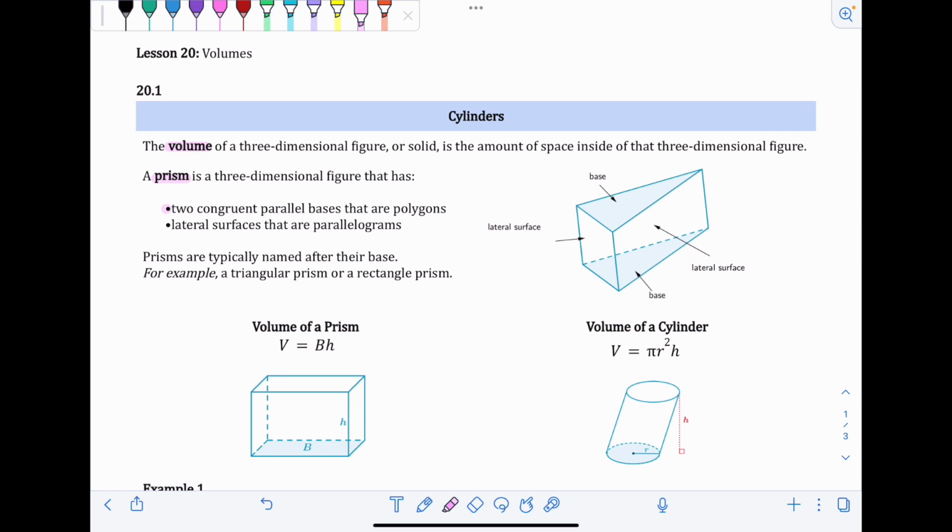One thing to keep in mind is that the base may not necessarily be the top and the bottom, because the polygon could be sitting on its side. So it's important to know that the bases are always parallel to each other.